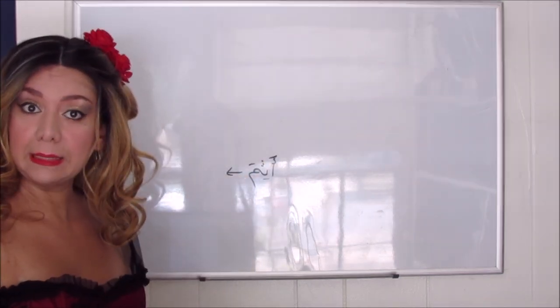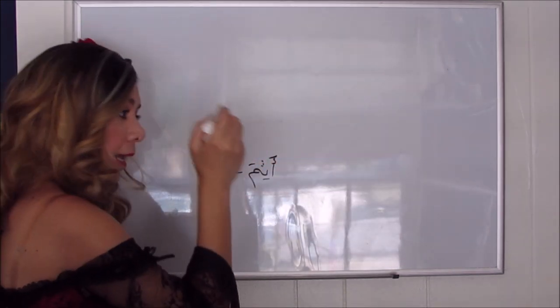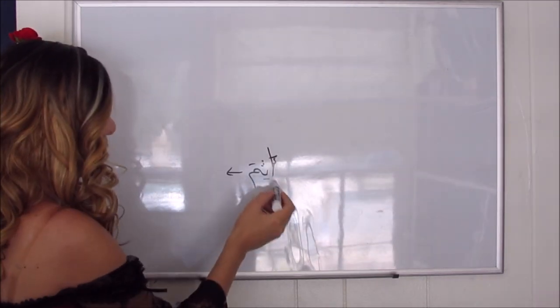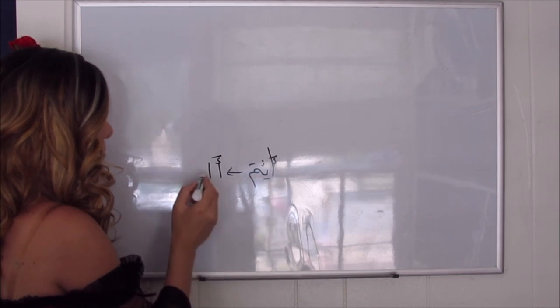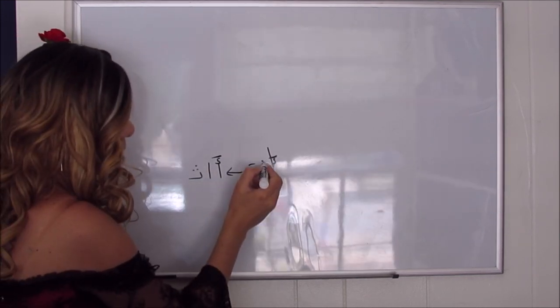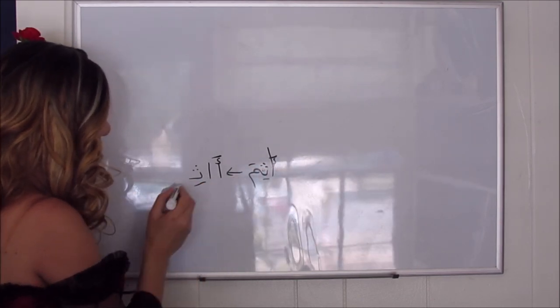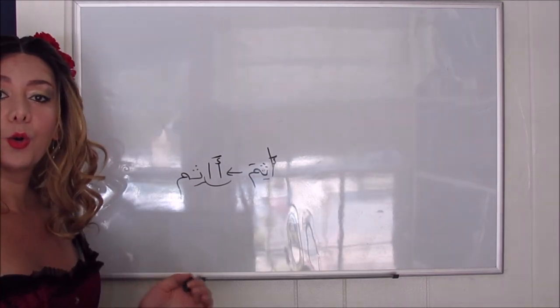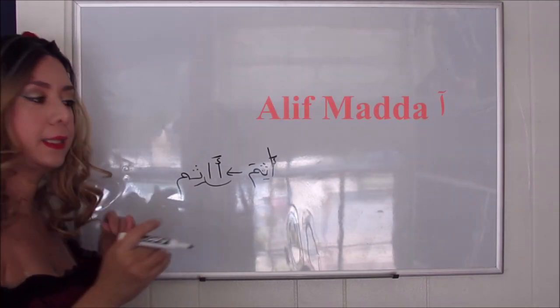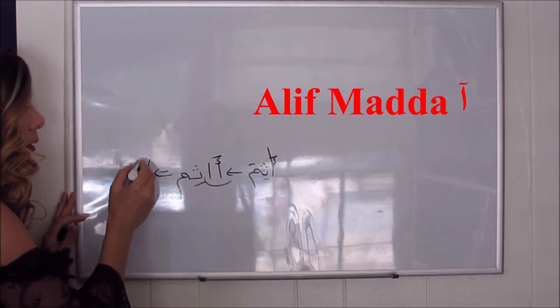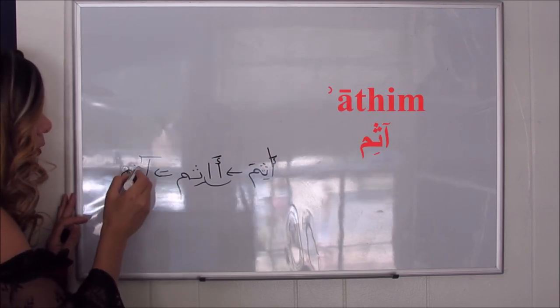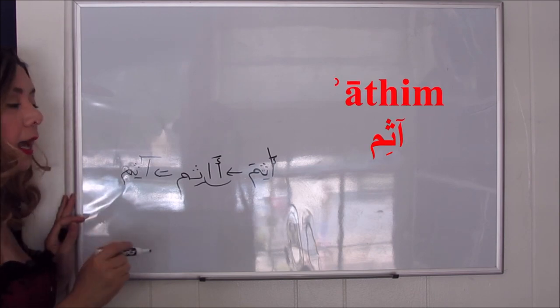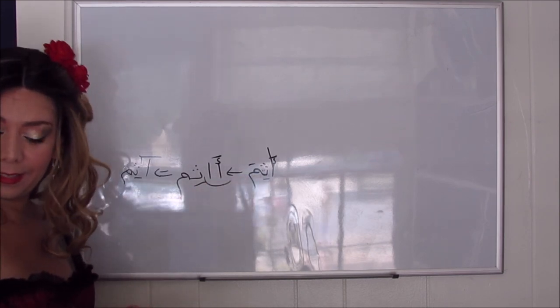And for the active participle, what do we do? We just plunge an alif in between the first radical, which is a hamza, and the second radical, which is the tha. My weird tha. Athim. So with these two, what do we do? We combine them to an alif madda with a circumflex, athim. So this is the active participle of athima. So the judge convicted the criminal, hakama al-hakim ala al-athim, the criminal.